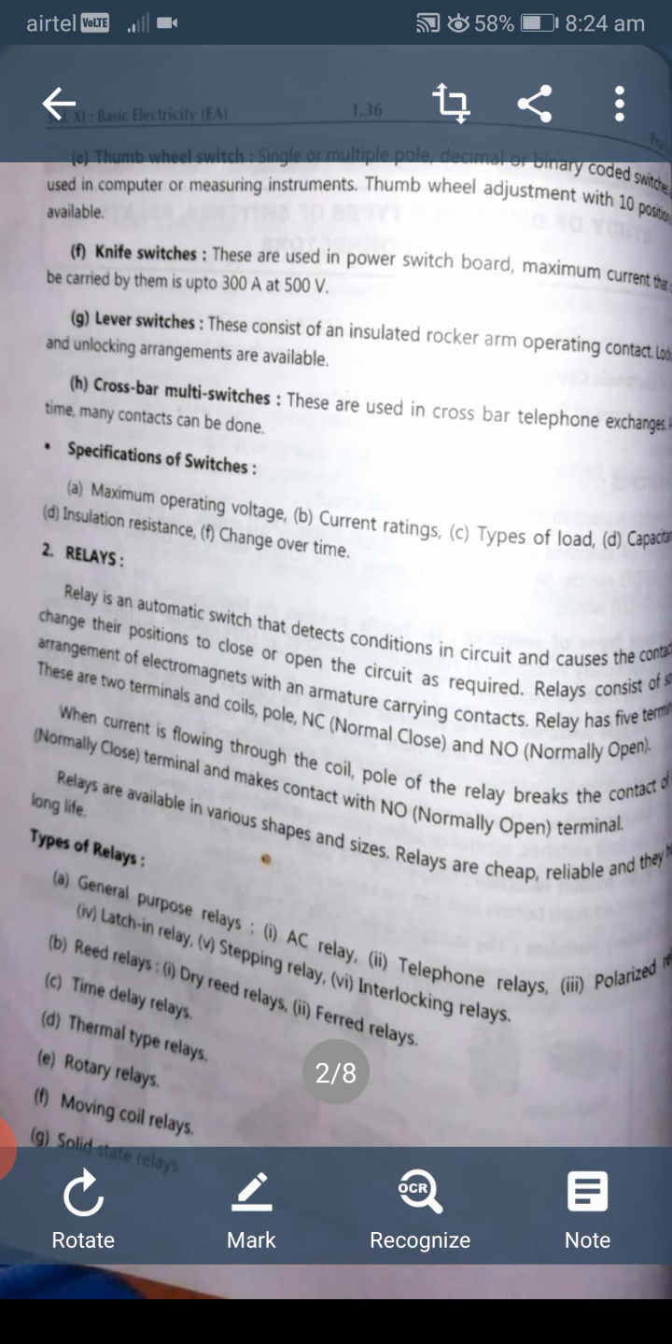Specification of the switches. First, maximum operating voltage. Second, current rating. Third, types of load. Fourth, capacitance. Fifth, insulation resistance. And sixth, change over time.